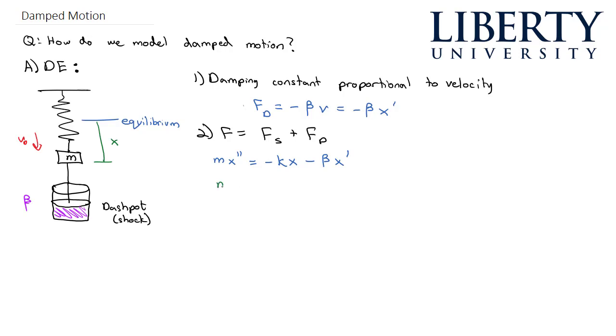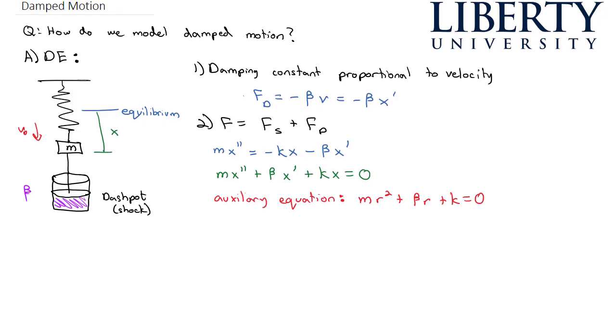Making this equation equal to 0, we would have the mass times x double prime plus beta times x prime plus the constant times x equals 0, which has auxiliary equation, let's use r for the derivatives, m r squared plus beta times r plus the constant equals 0. So now we've got a familiar looking equation.